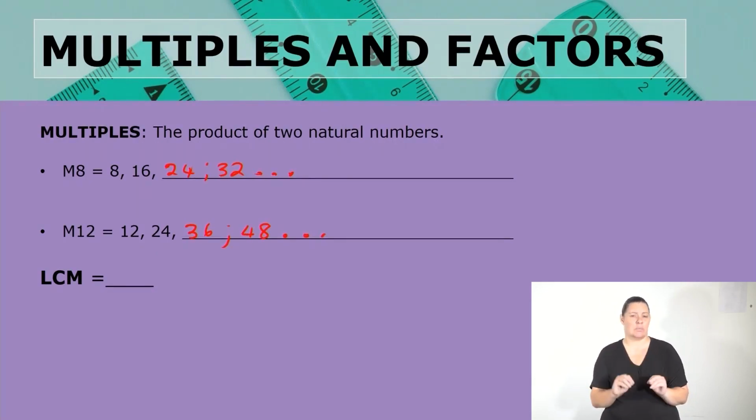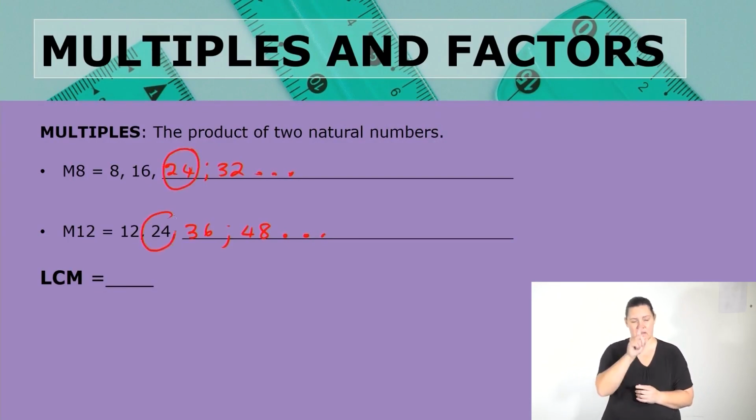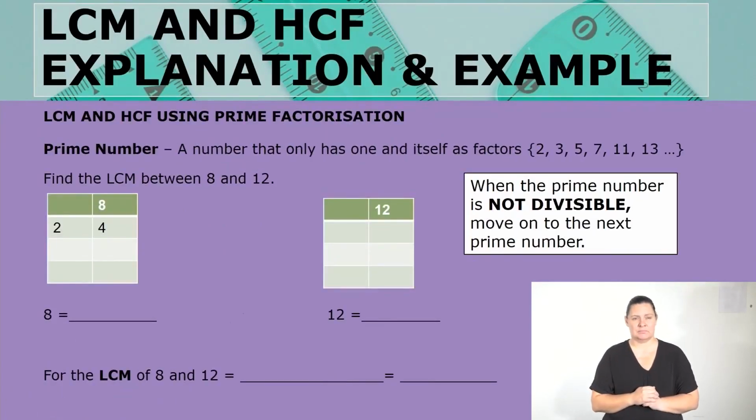The reason why I'm stopping is that already I've realized a common one. Remember, we are trying to find here the lowest common multiple. So a common one, the first one that comes up as common is the 24. This means that our LCM is 24. So now we are going to find the LCM and the HCF using prime factorization.